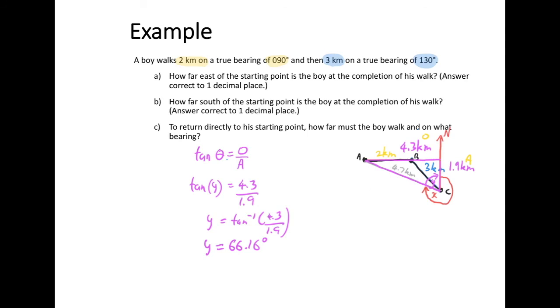Now that I know my y value, I can calculate my x value, my true bearing value, and that is going to be 66.16 plus x is equal to 360. So x will equal 360 minus 66.16. So my angle x is going to be 293.84 degrees. So the bearing the boy must walk to get from where he finished back to his starting point is going to be 294 degrees true north, and I've rounded to the nearest degree. So that is an example of how we can complete calculations using two bearings from a word question.